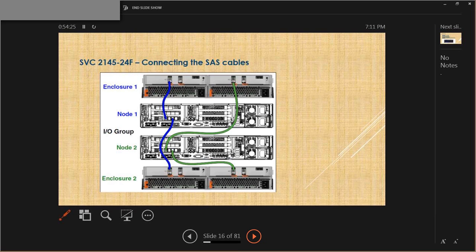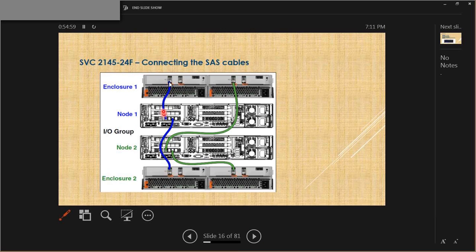So now, this is the backend connectivity diagram, where you can clearly see the connectivity between your nodes and the extension enclosure. As you can see in the diagram, these are the SAS ports and these are the nodes. Since we are using 2 nodes per I/O group, we have to make sure that connectivity is provided between those 2 nodes and the extension enclosure, right? We cannot leave one node like that, correct? So how does the connectivity happen?